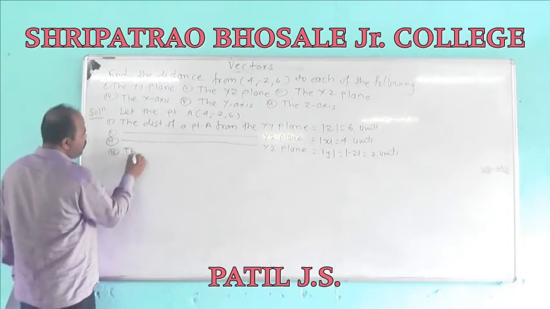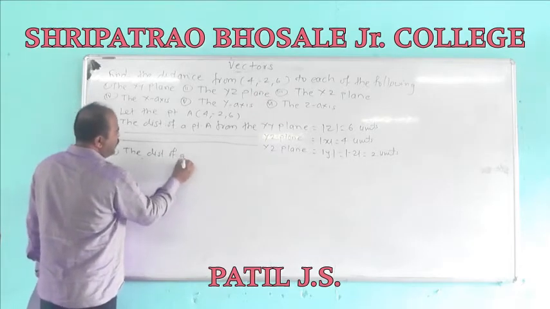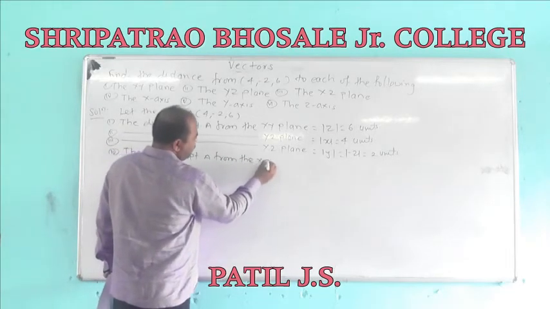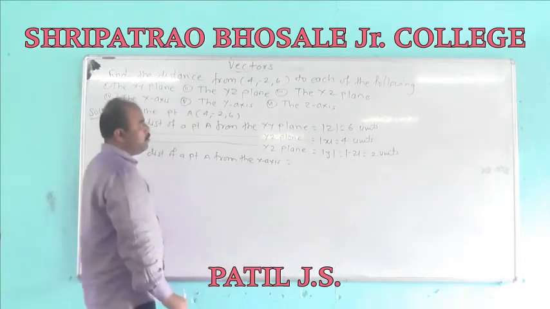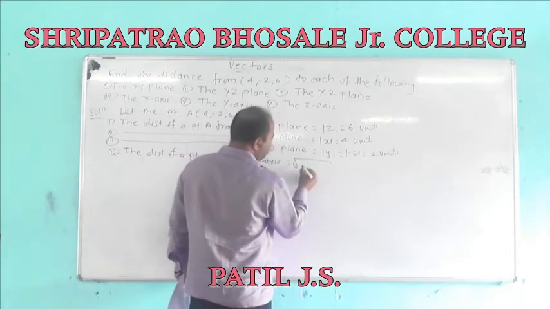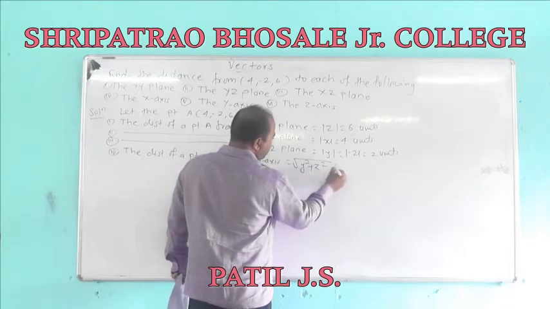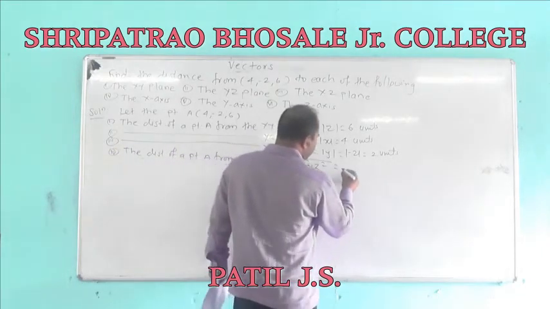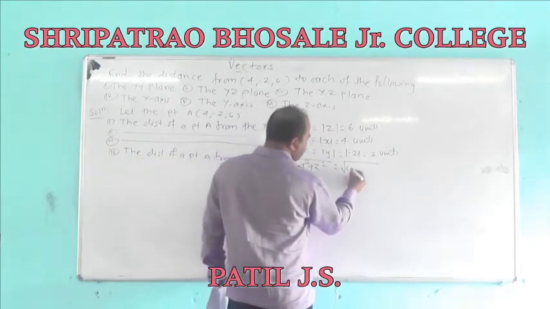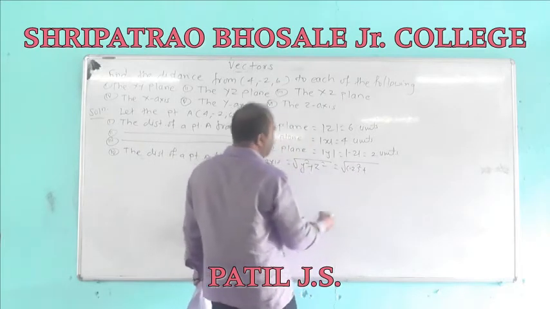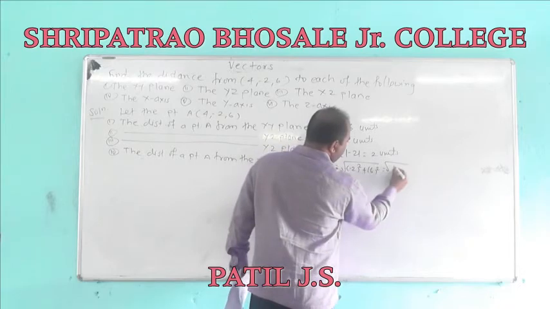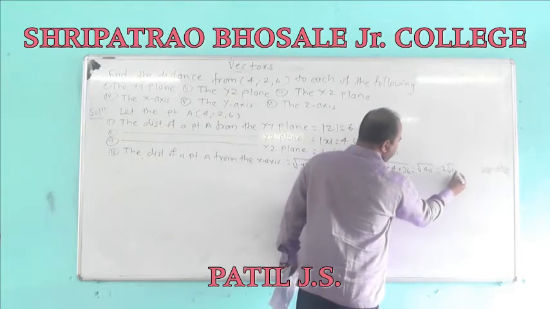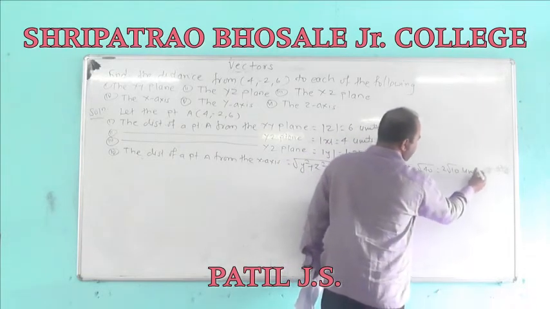Therefore, the distance of point A from the x-axis is equal to the square root of y square plus z square. This is equal to y square, means -2 square, plus z square, means 6 square, equal to 4 plus 36 is equal to 40. That means 2 root 10 units.